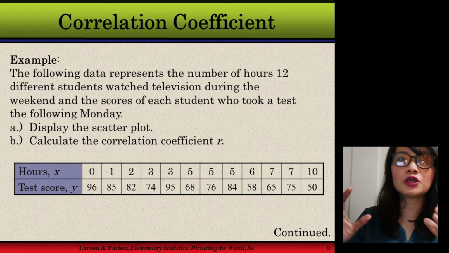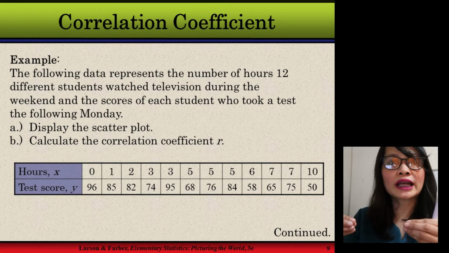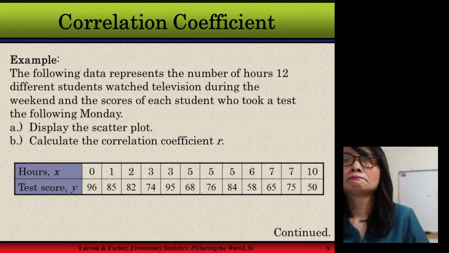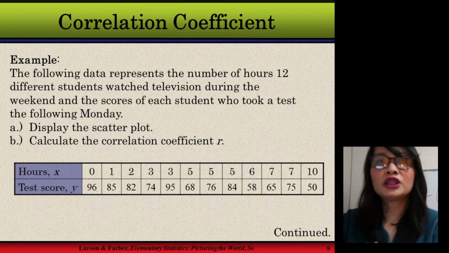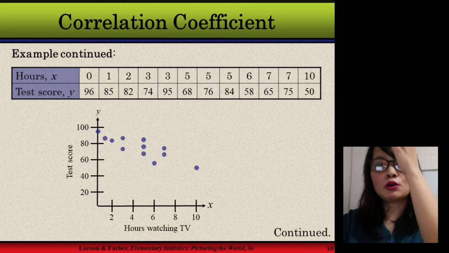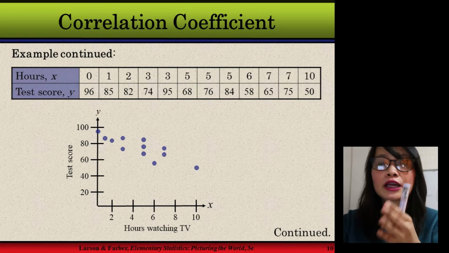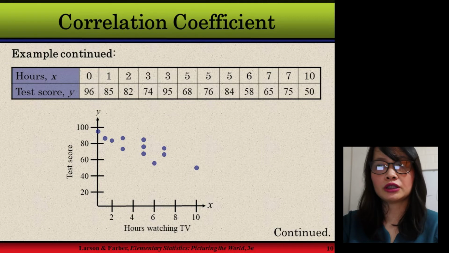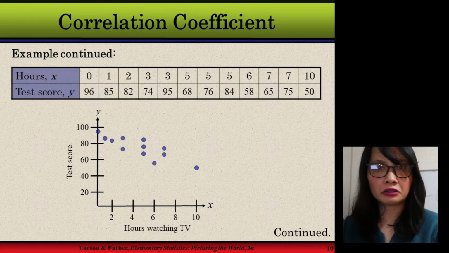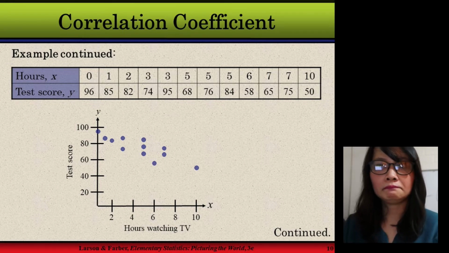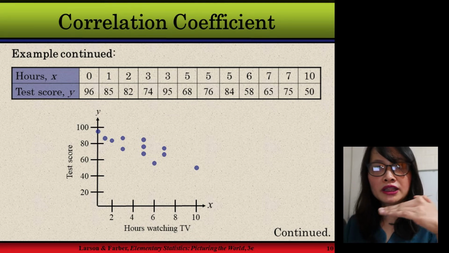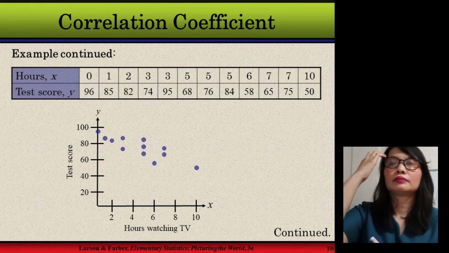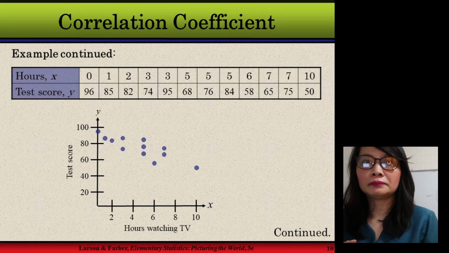So let's try to figure out what kind of relationship that we can formulate in this particular problem. Okay. So first we need to come up with scatter plot. Okay. So the Y values, those are the test score, and then your X values, the number of hours watching television. Okay. If you have noticed, what is the pattern of your scatter plot? They are going what? Going to a negative, right? Decreasing. Okay. So what do you mean by that one?